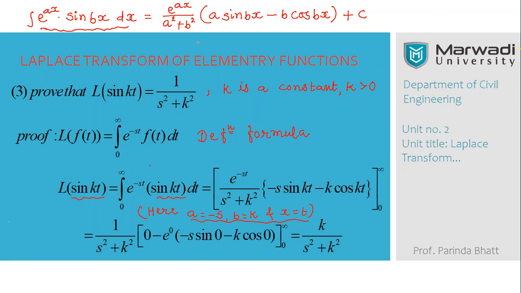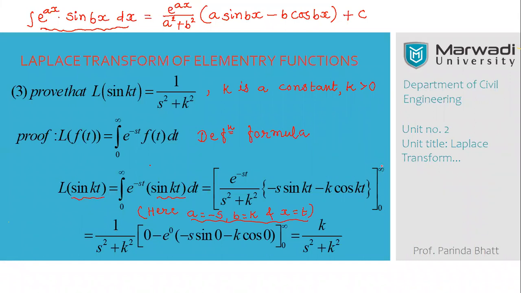For e raised to ax sin bx, a is minus s and x is t. So a square becomes minus s square, therefore plus s square. And b is k, therefore b square is k square. In the numerator, a sin bx, a is minus s, sin as it is, b is k here and x is t. And minus sign, b means k, cos as it is, bx, where b is k and x is t. And the integration limits are 0 to infinity.